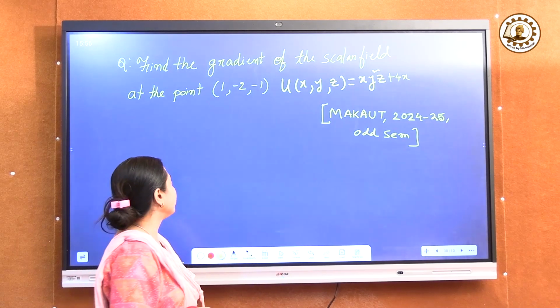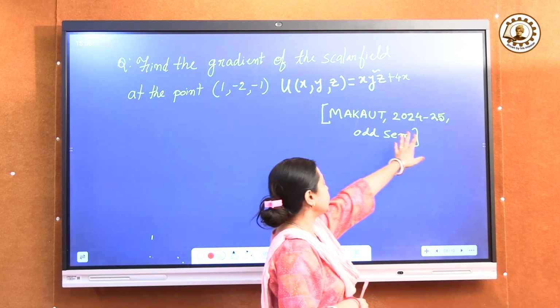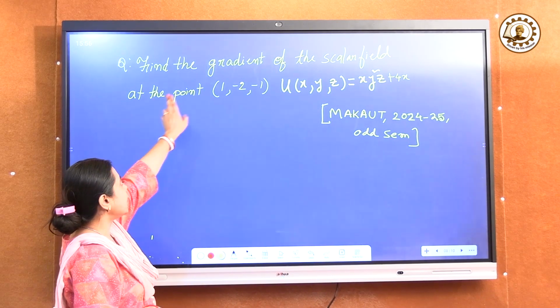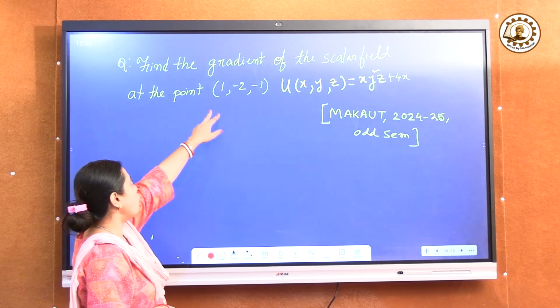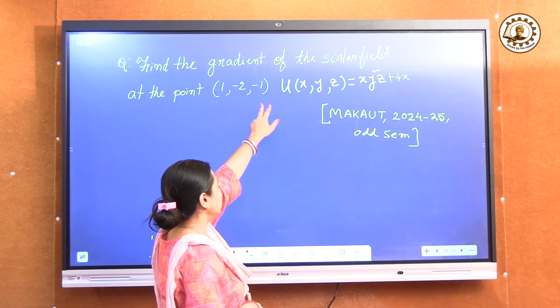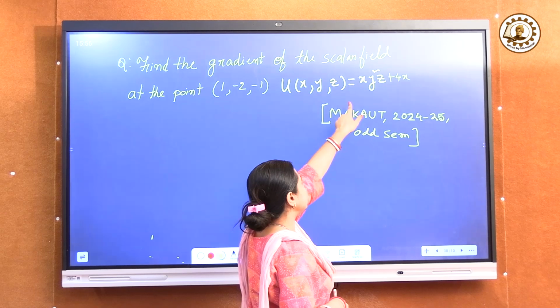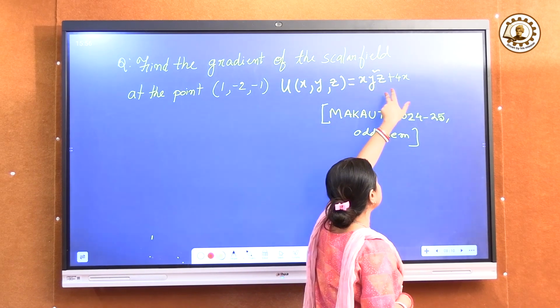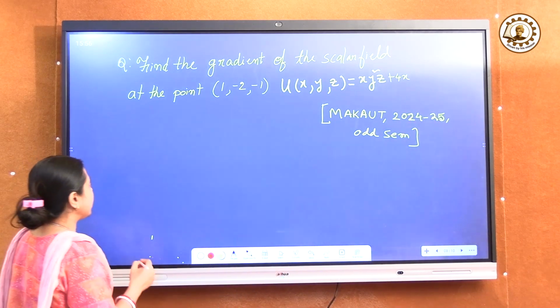Today, we will be solving a problem which came in the year of MAKAUT 24-25 fourth semester. The question is, find the gradient of the scalar field at the point (1, -2, -1), and this is the scalar field: U(x, y, z) = x y square z plus 4x. So, how to find the gradient?